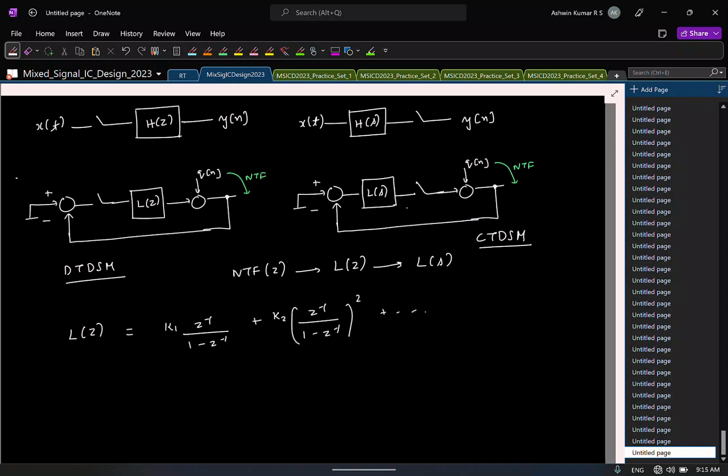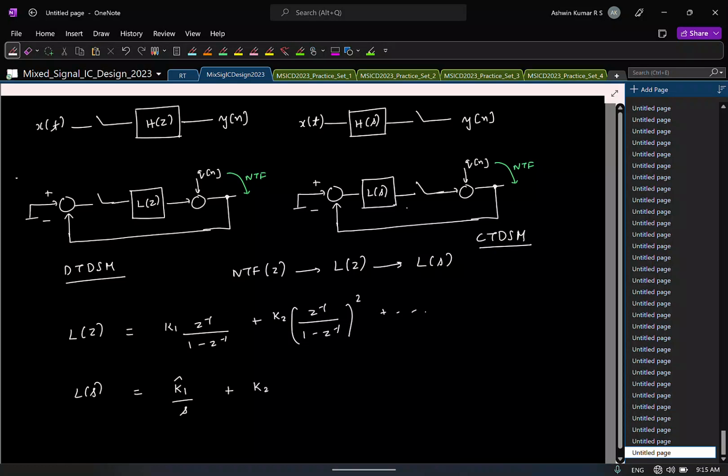Now in discrete time, the loop filter is a cascade of discrete time integrators. In continuous time, what do you think it will be? It will be a cascade of continuous time integrators. Again, I am hand-wavingly explaining this. So it will be some K1 hat by S plus K2 hat by S square, and so on.